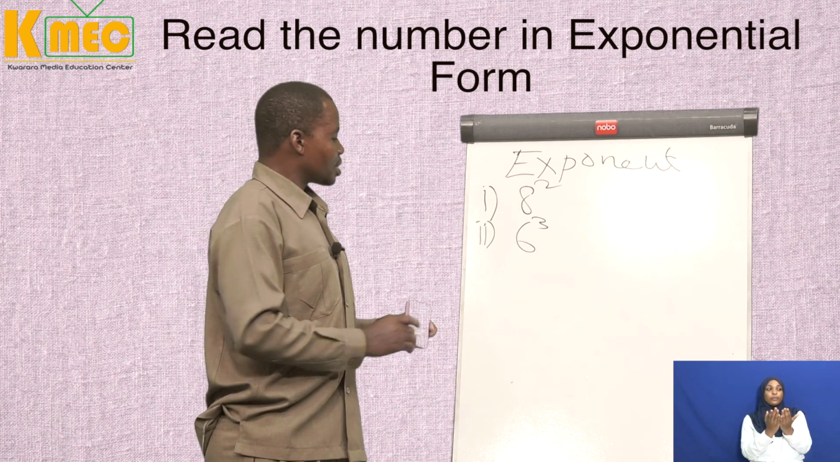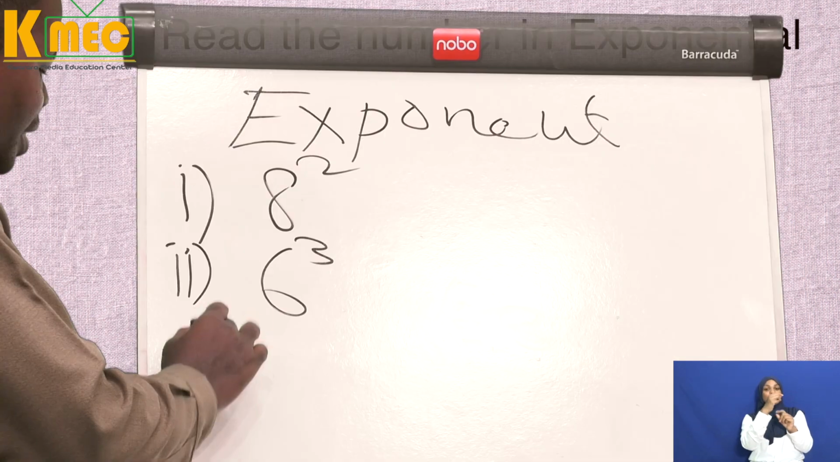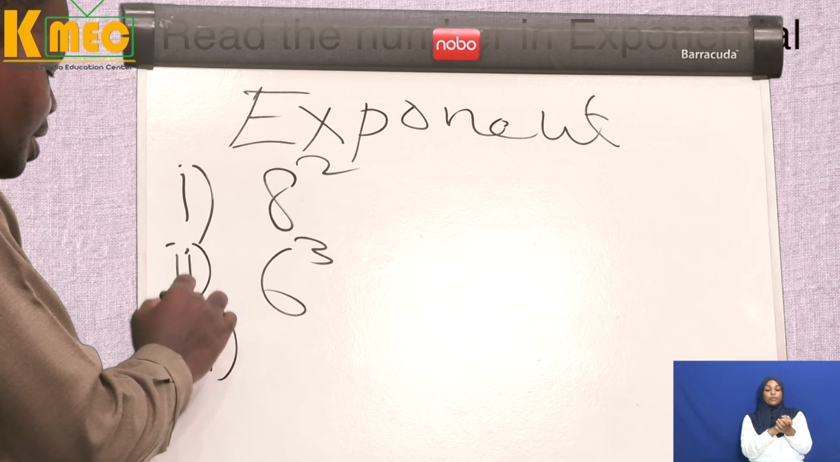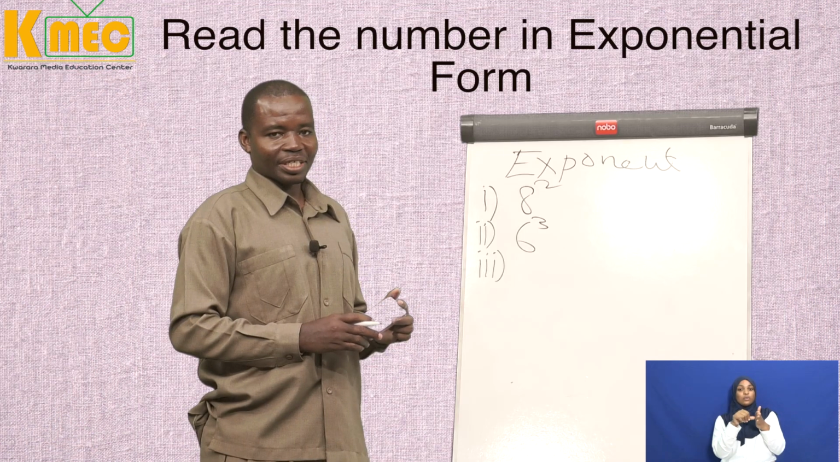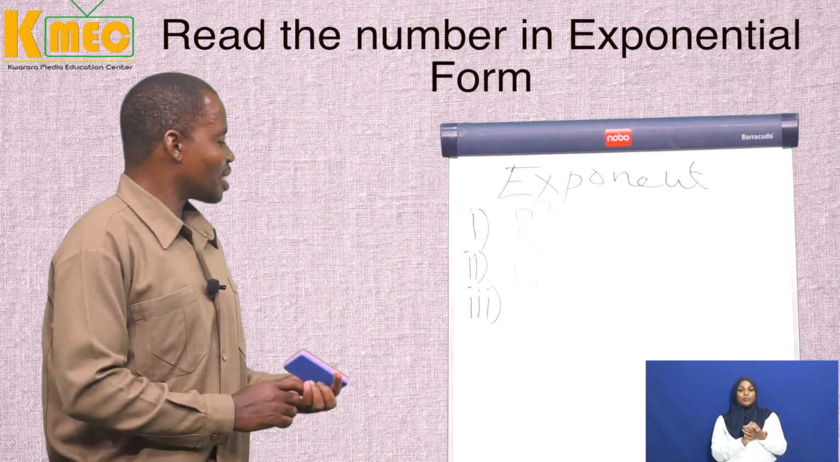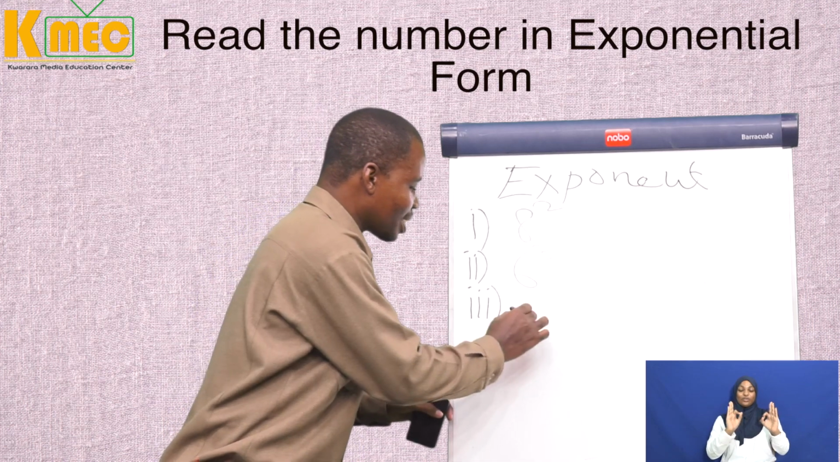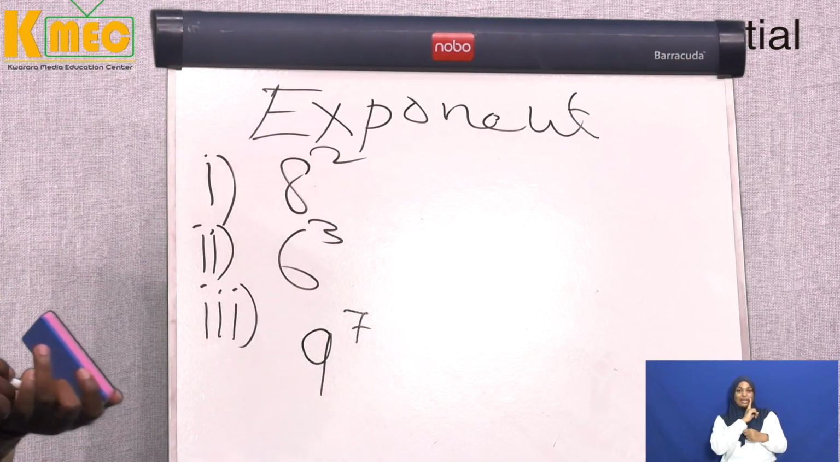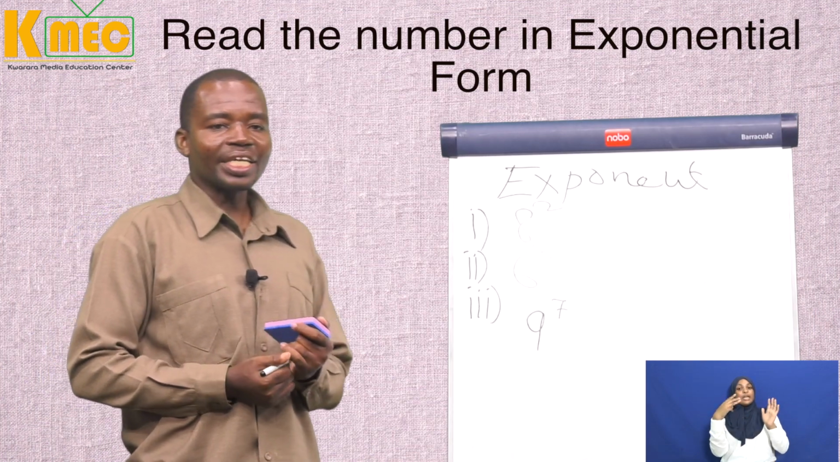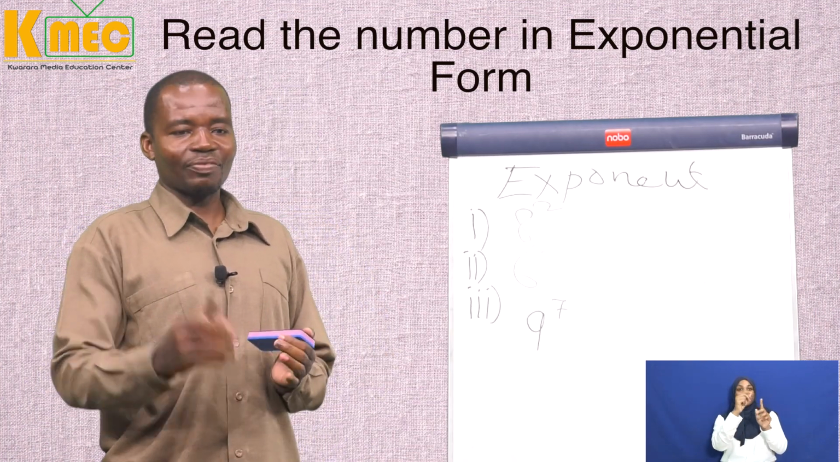Good. So number 3 is left for you, students. Try to read this. Well done. The answer is 9 exponent 7. It is read as 9 exponent 7.